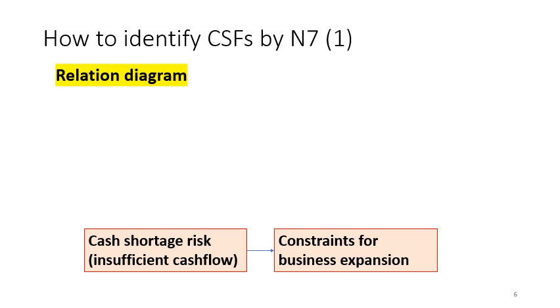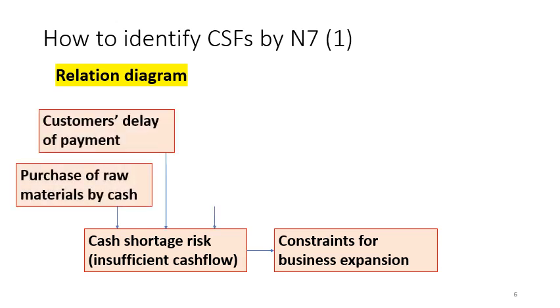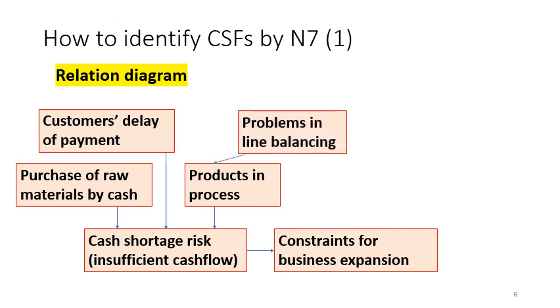Cash shortage risk can be caused by purchase of raw material by cash and customer delays of payment. A lot of product in process can cause insufficient cash flow as well. The product in process is caused by problems in line balancing, varied production capacity among different processes. This problem also leads to low productivity, and this can cause constraints for business expansion.